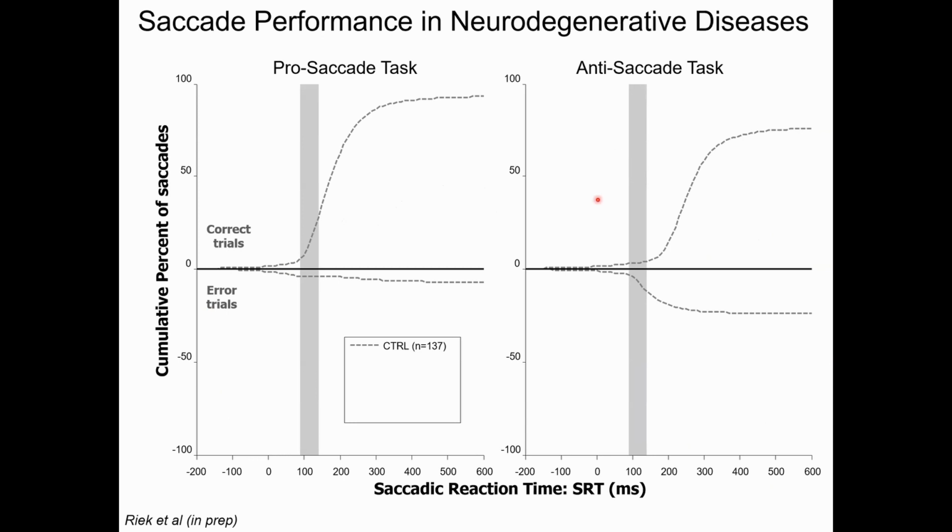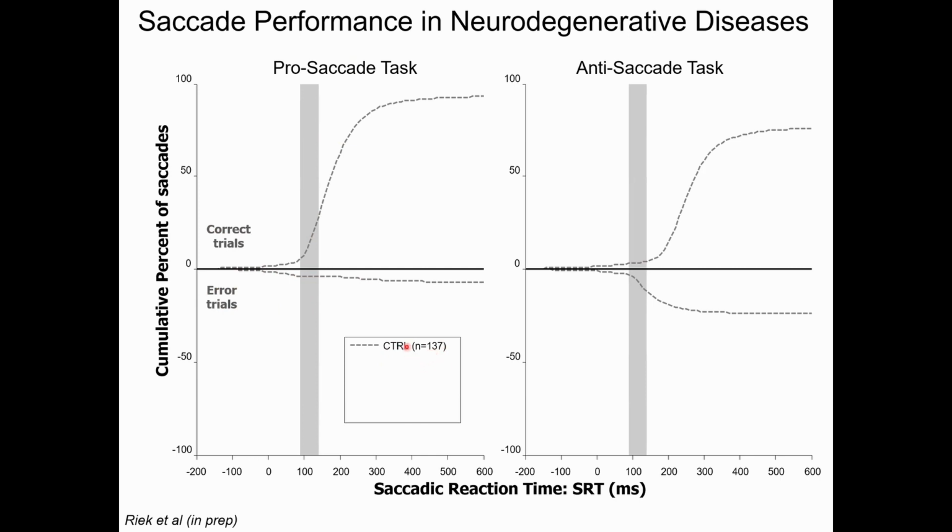So I want to show you now how the behavior of these patients changed in the pro and anti-saccade task. This is the distribution of reaction times in the pro-saccade task again, and in the anti-saccade. The positive curves are the correct trials. The negative curves are the reaction times of the errors. And this is the control cohort.